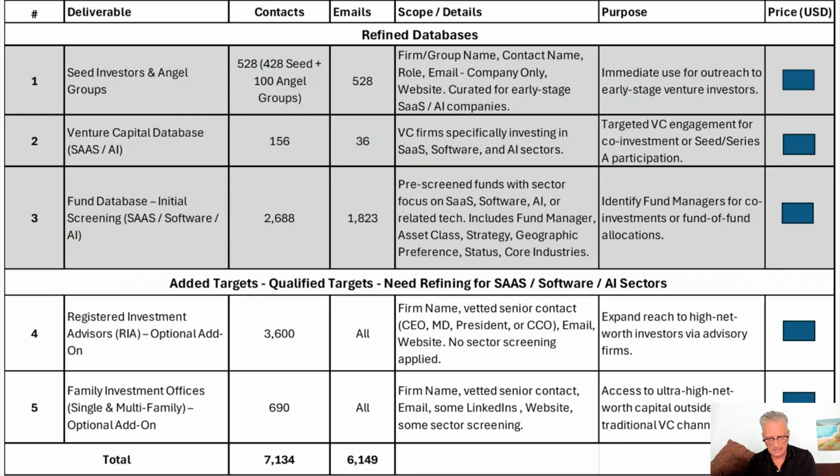A lot of them were misclassified, so I clicked every single website out of the 5,000. Many of them were outdated. The problem is, too, when you buy these types of databases, you're buying them from people who have scraped the internet, and that's the worst way to buy a database because you get the good, the bad, and the ugly. You'll get websites that haven't been updated since 2015. So you have to ask yourself, how effective is a target that hasn't updated their website since 2015 or 17 or even 2020? So on these, you've got email, 609 of them, you've got firm name, you've got vetted senior contact, email, some LinkedIns, website, and there's some sector screening, so it's totally not missing out.